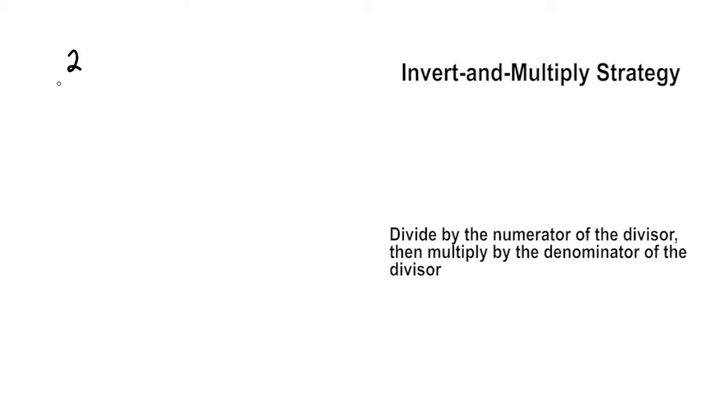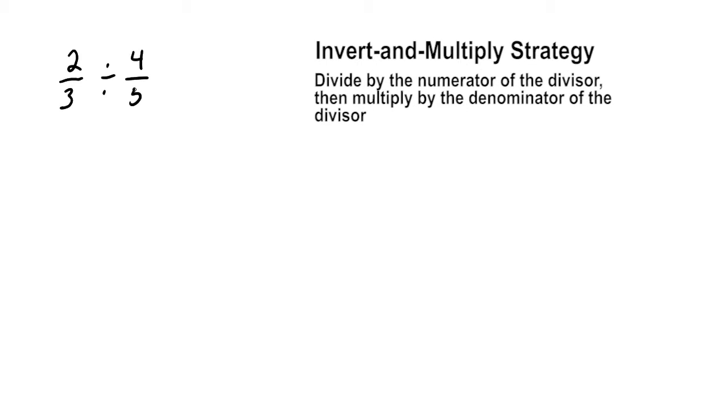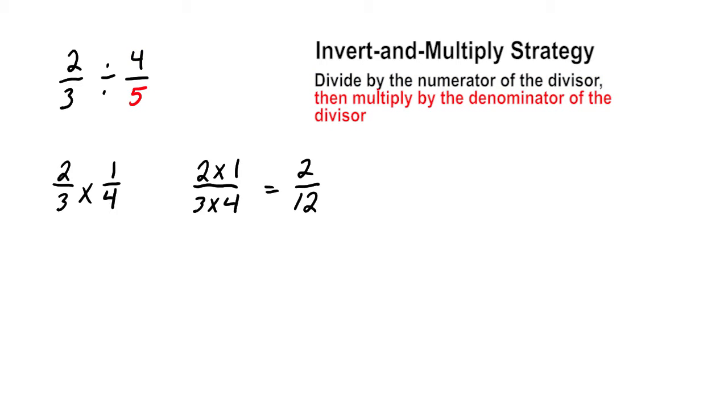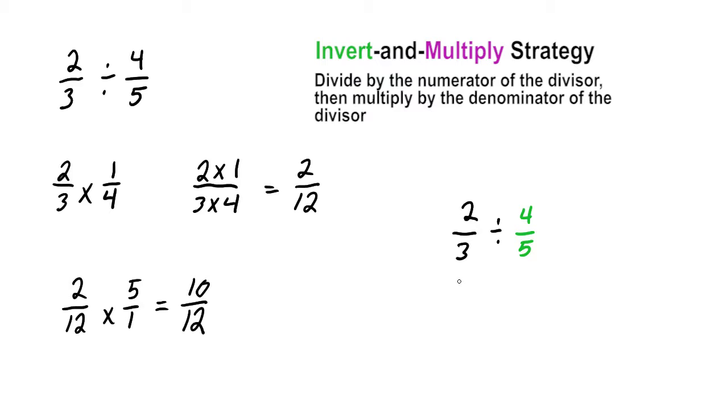For example, 2/3 divided by 4/5. Divide by the numerator of the divisor. 2/3 divided by 4 ones is the same as 2/3 times 1/4. So 2 times 1 divided by 3 times 4 equals 2/12. Then multiply by the denominator of the divisor. 2/12 times 5 equals 10/12. This leads to the invert and multiply strategy. Invert the divisor, then multiply. So our 2/3 divided by 4/5 is the same as 2/3 times 5/4, which is 10/12.